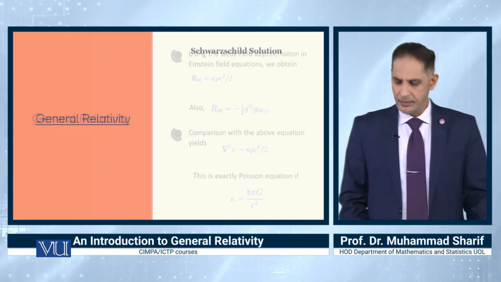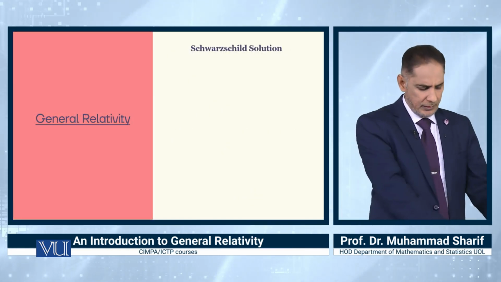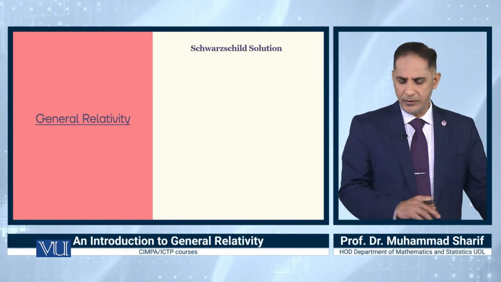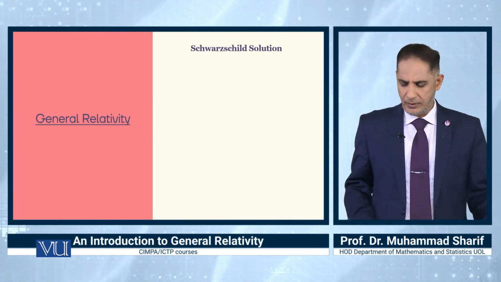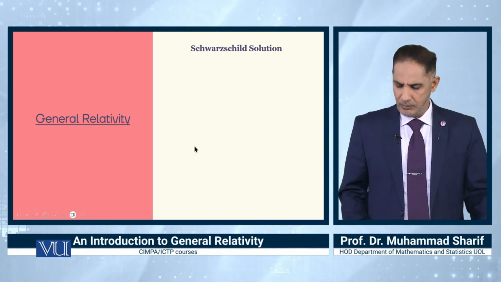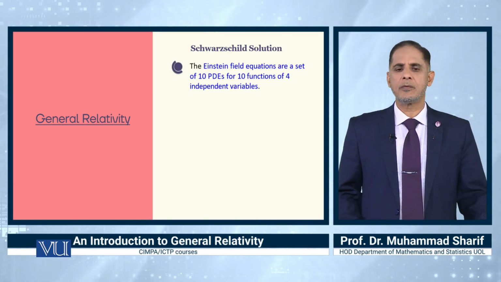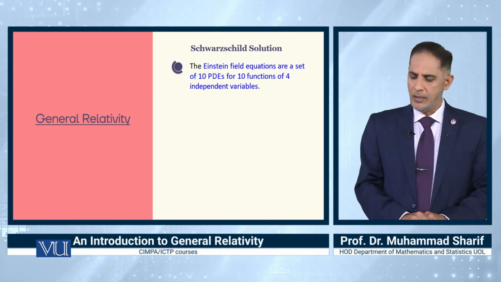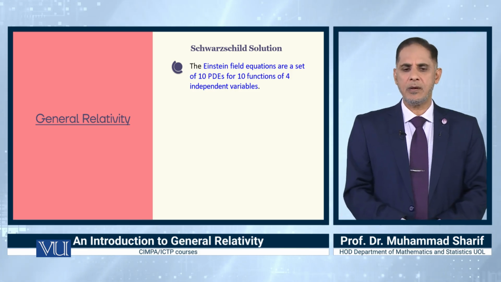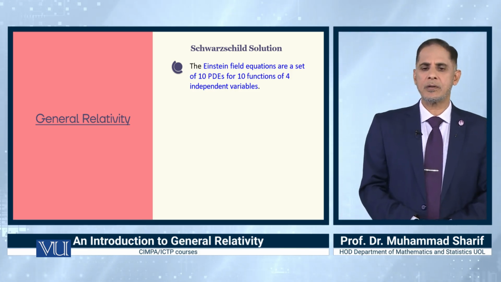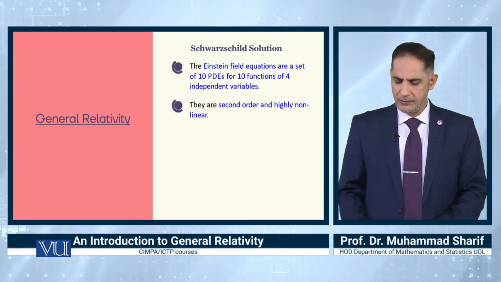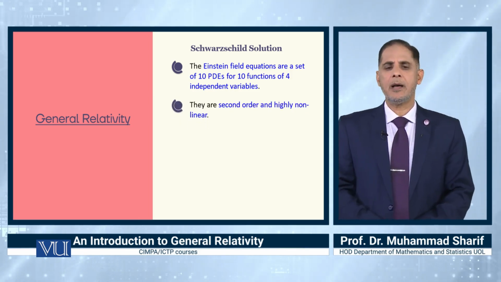So, next we come to the solutions of the Einstein field equations, and the first well-known solution is the Schwarzschild solution that was found in the same year when Einstein developed his field equations. We all know that the Einstein field equations are a set of 10 partial differential equations for 10 functions of 4 independent variables. I have already explained this. They are second order and highly nonlinear.